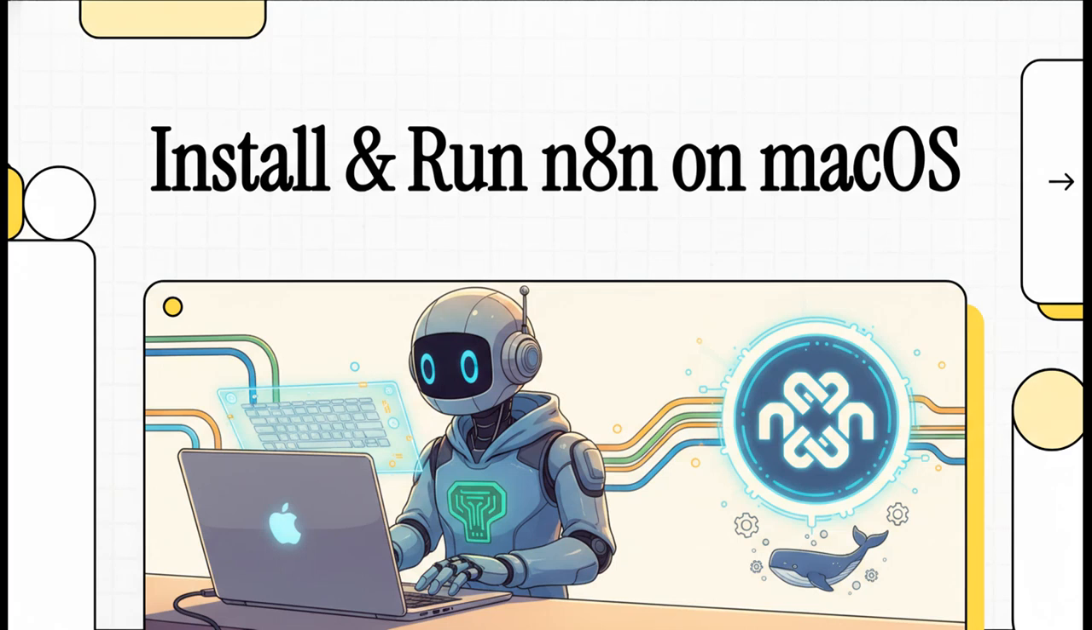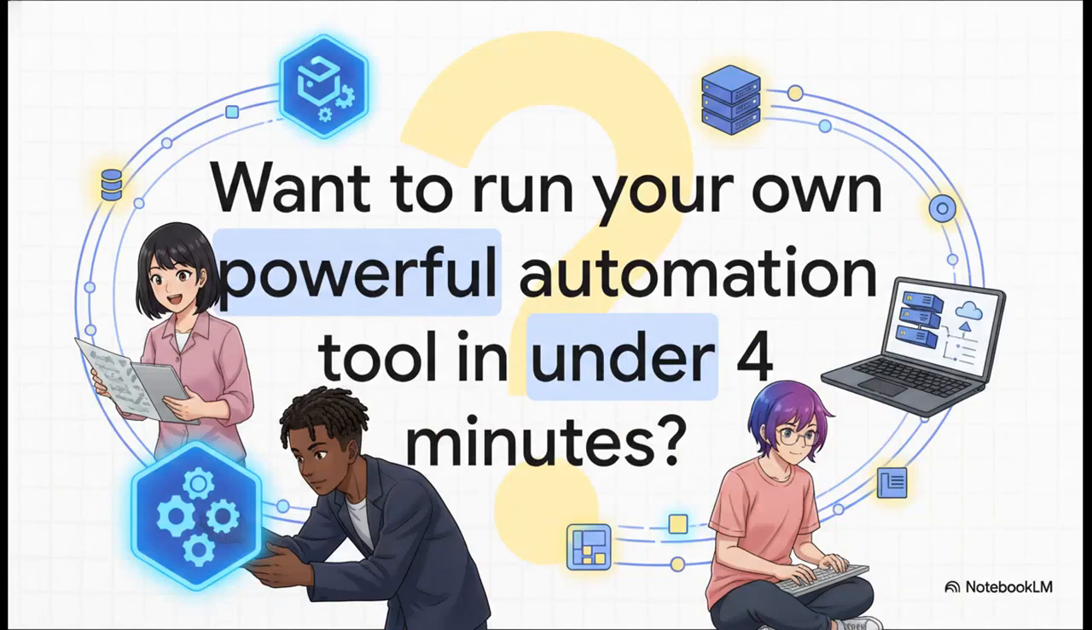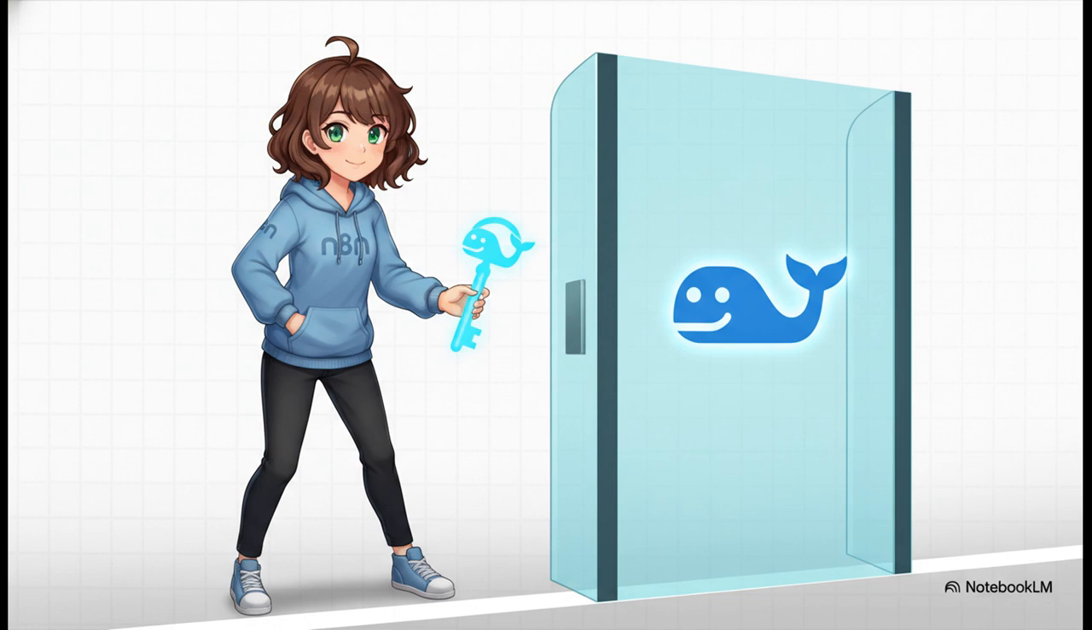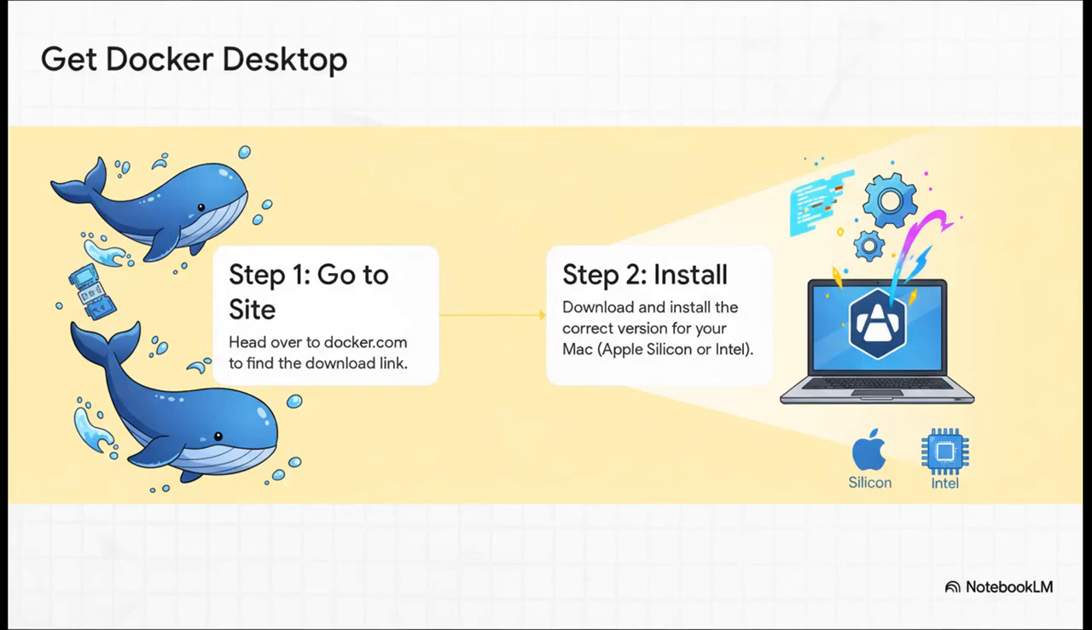All right, let's get you set up with the n8n automation tool right on your Mac. We're going to get you set up with a self-hosted version using Docker that saves your work. Okay, first thing you'll need is Docker Desktop. It's pretty much the only prerequisite. So just head over to docker.com and make sure you grab the right one for your chip.